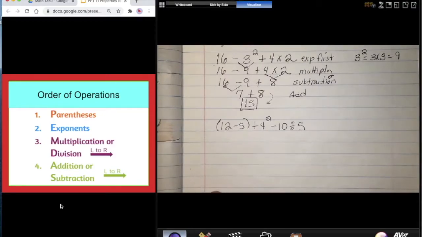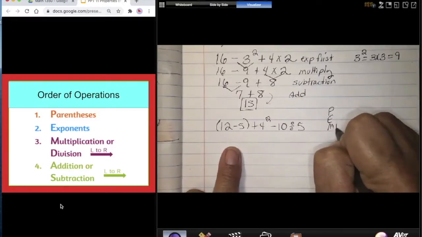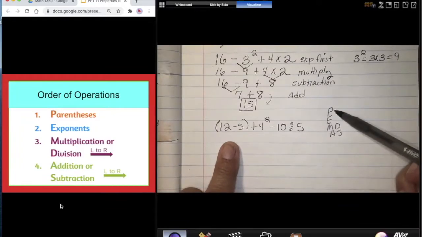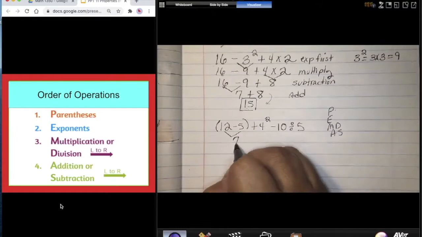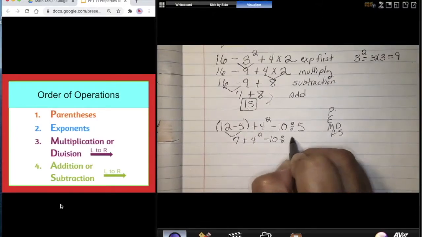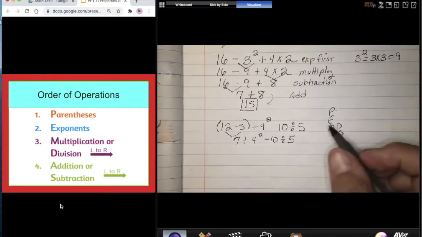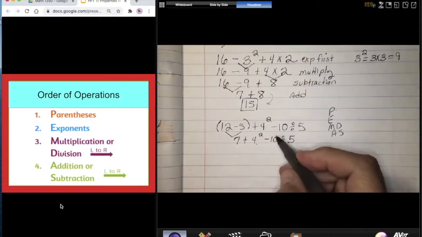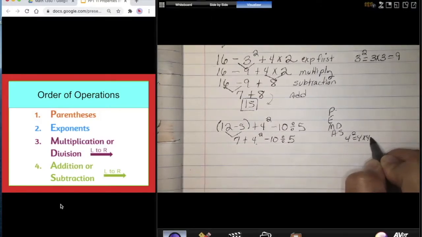Okay. Following my PEMDAS, I'm going to work inside my parentheses first, which is 12 minus 5, which is 7. Copy everything else, and we're not going to do 2 steps at one time. We only perform one operation. The next thing I'm going to do is my exponents, and we know that 4 to the second power is 4 times 4.